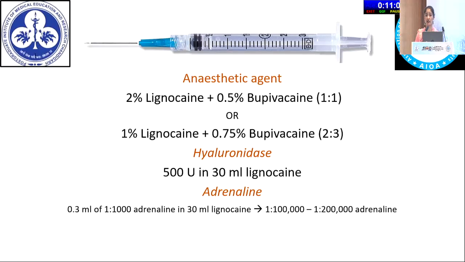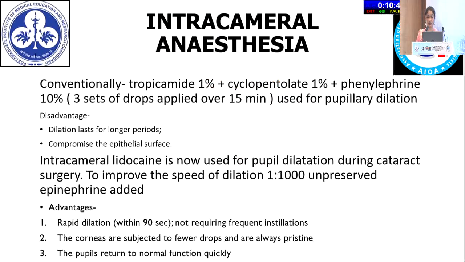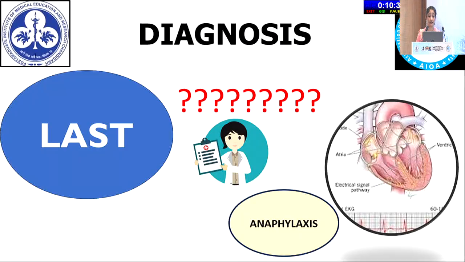Before knowing any complication, it's very important to know what you are injecting. Whatever is being given to the patient is going to decide what kind of complication it could be. It could be because of the anesthetic agent, the hyaluronidase, or the adrenaline which is being given. One very talked about topic is phenylephrine, which is used during this kind of anesthesia. And whenever we have any complication, we are always worried: is it really a complication? What has happened, and what kind of complication is it?